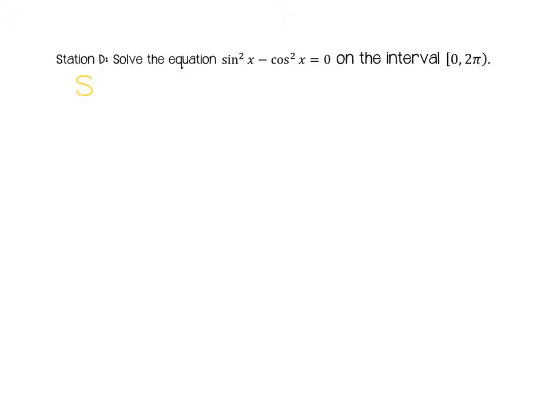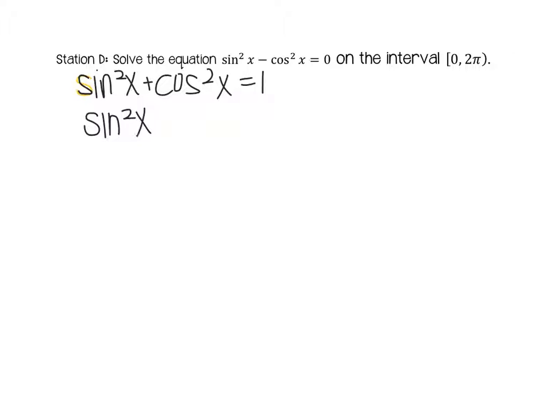Oh, I apologize for that. Let me change colors. That is sine squared x plus cosine squared x is equal to 1. So my option is to rearrange this Pythagorean identity and solve for one of these things and use substitution. So what I'm going to choose to do is solve for sine squared x. Now I want to note that you could have solved for cosine squared x as well, and you would have still gotten the same answer in the end when you solved and substituted the whole problem out.